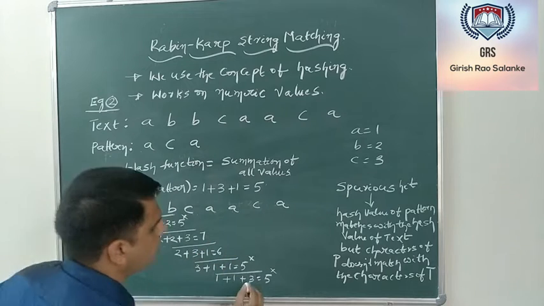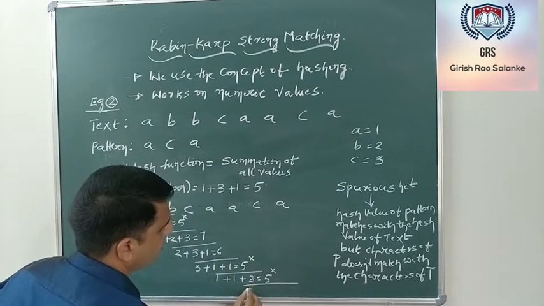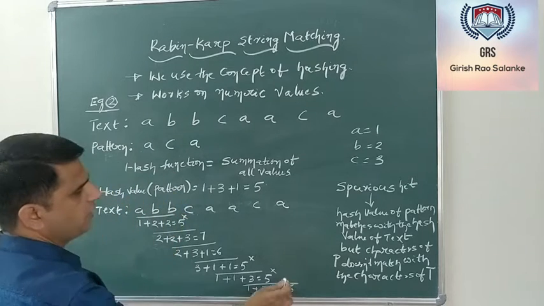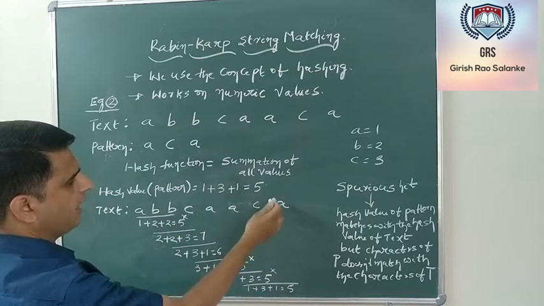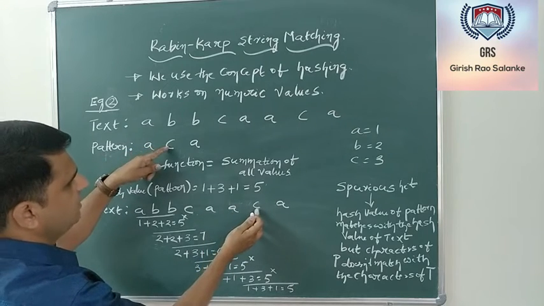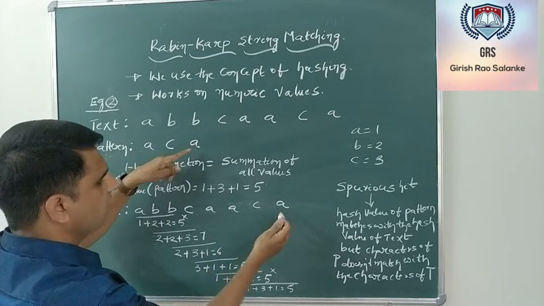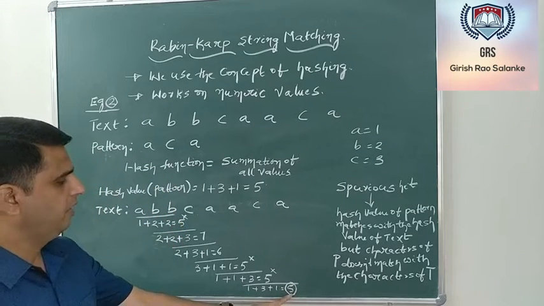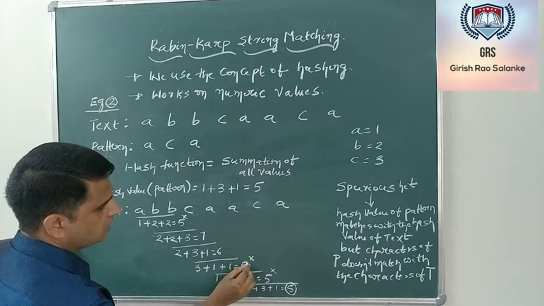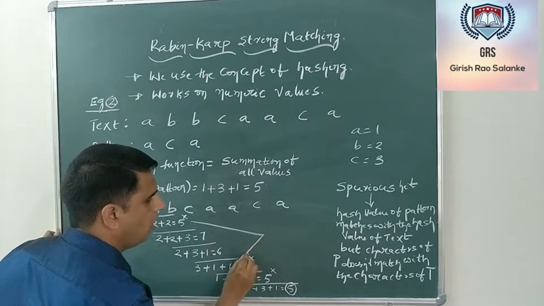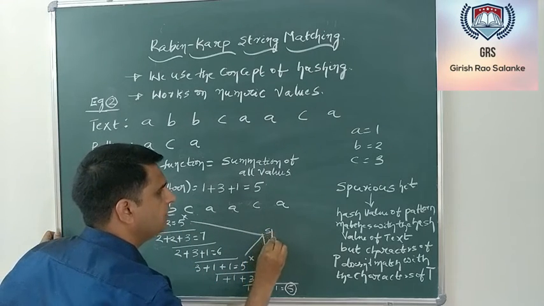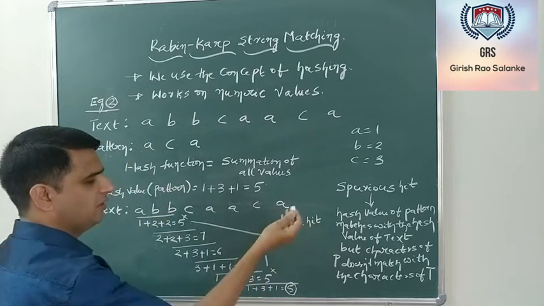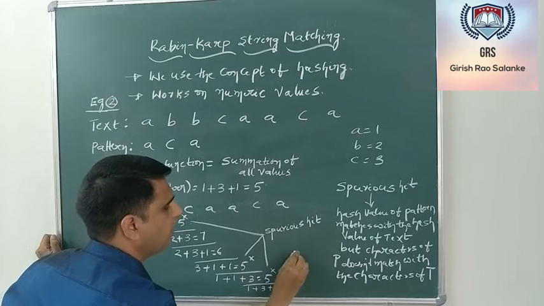Next, go for ACA. This is 1 plus 3 plus 1, which is 5. So this 5 and this 5 match. Now go for character comparison. A with A matches, C with C matches, and A with A matches. Now this is an actual hit. Please note that all these matching 5s are called spurious hits. Let me call them spurious or false hits, and this is called the actual hit.